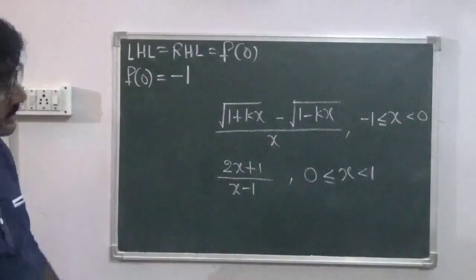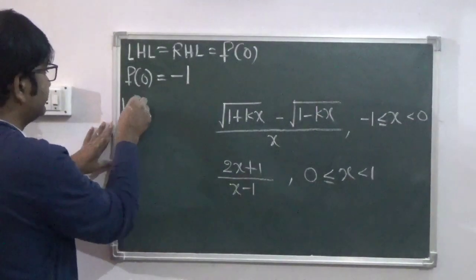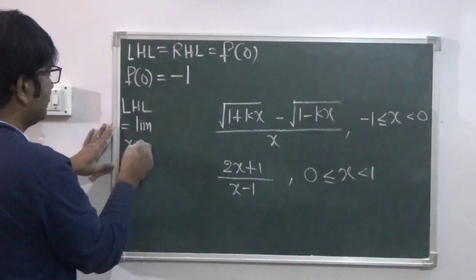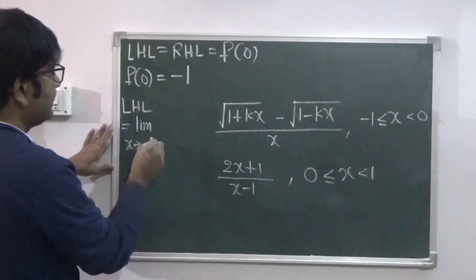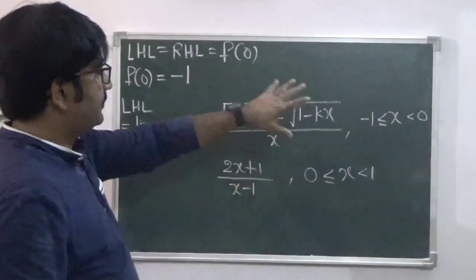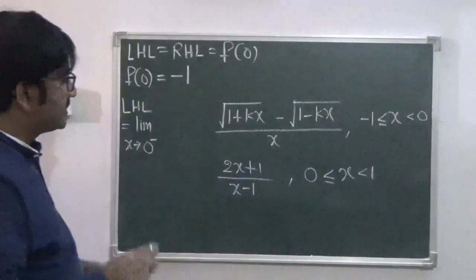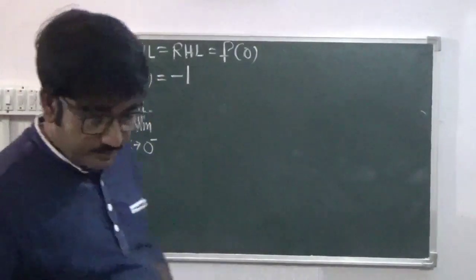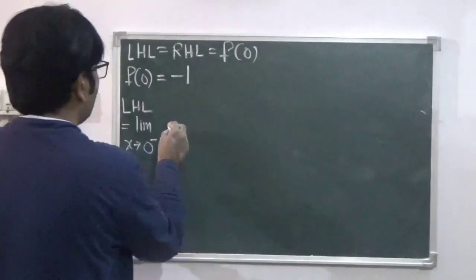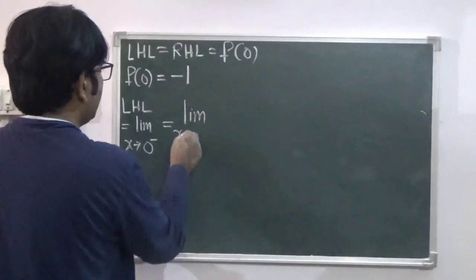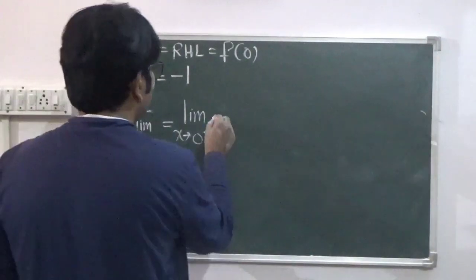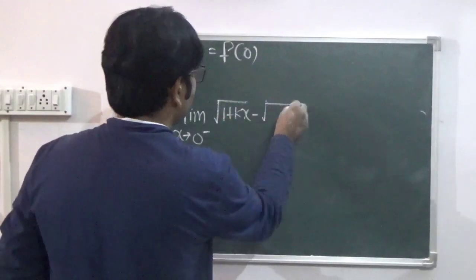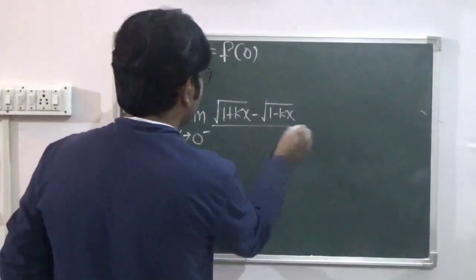Now the left hand limit is equal to the limit as x tends to 0 negative, that is, less than 0. So we use this function. So this is equal to limit x tends to 0 negative of root over 1 plus kx minus root over 1 minus kx, by x.